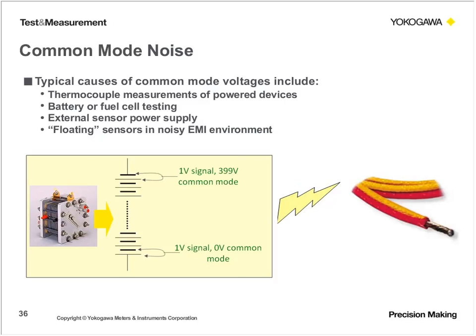And some examples of where common mode voltage occurs: if you're making thermocouple measurements across power devices, so these are devices that have different power supplies across different locations. If you're trying to make thermocouple measurements there with an instrument that doesn't have isolation technology, you could be running into common mode noise there. Any type of battery or fuel cell testing, if you're working with multiple external power supplies, or if you're trying to measure a floating measurement in a noisy environment, that can all come back as common mode noise.